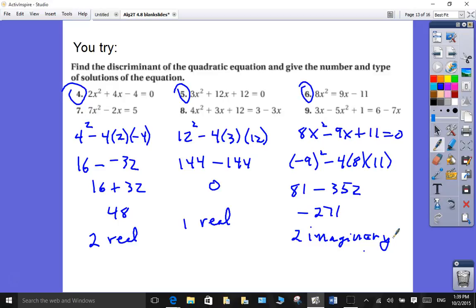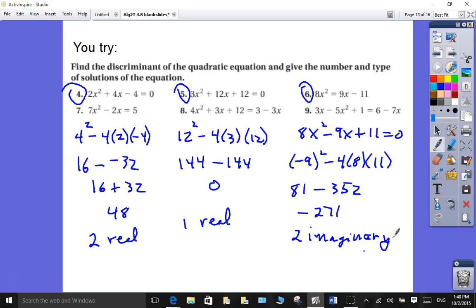So you can look up and see. That's what it should have worked out as. I'm rushing a little just because I want to start the quiz. The first one should have had a discriminant of 48, 2 real. The second one should have had a discriminant of 0, 1 real. The last one should have been negative 271, 2 imaginary.